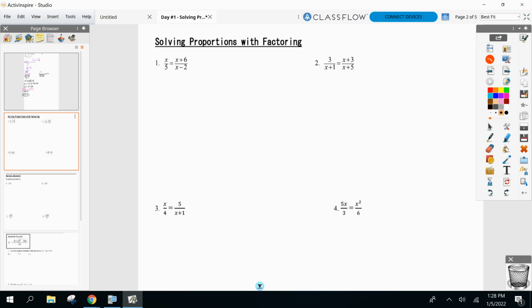Cross multiply and let me know what you end up with. Just cross multiply. Don't touch a thing after. This equals this.